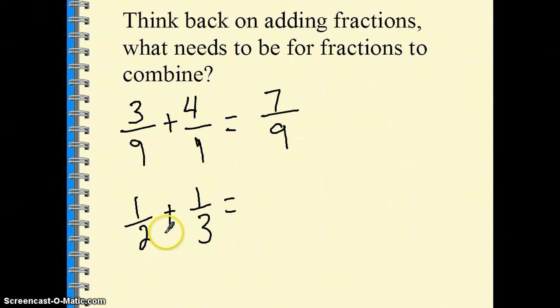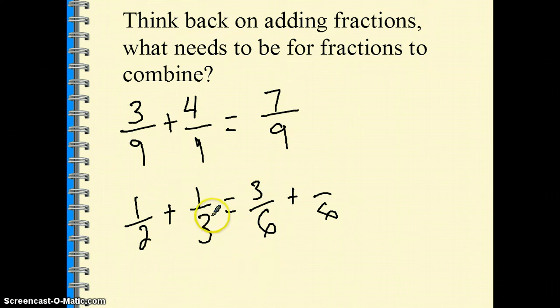We need to turn those into fractions that have the same denominator. So we ask ourselves, well, what's a number that 2 and 3 both go into? And we want to keep that number as small as possible, called the lowest common denominator, or LCD, and that number is 6. And so we ask ourselves, well, what do we do to 2 to make it 6? Well, we multiply by 3, so we multiply the numerator by 3 as well to get 3/6.